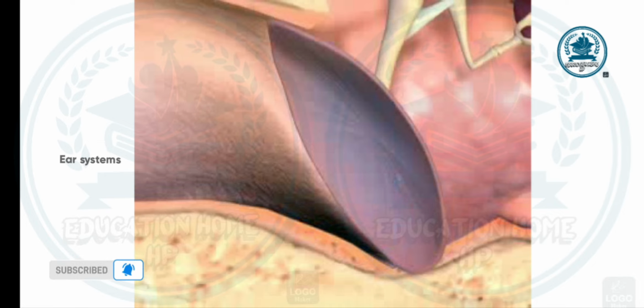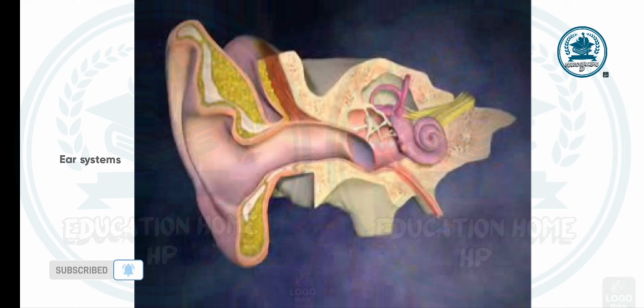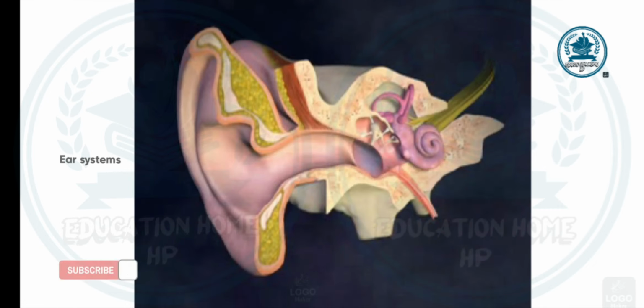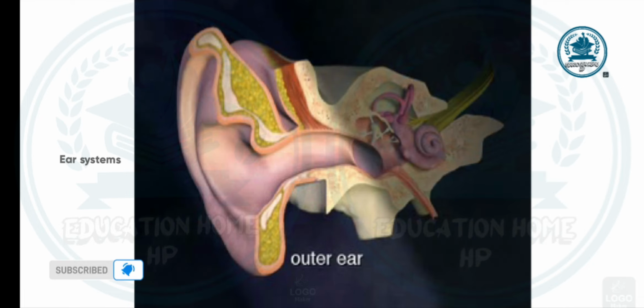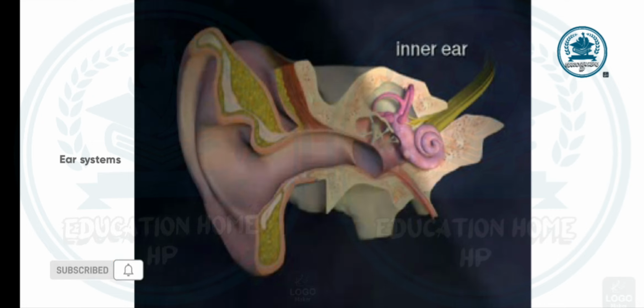Eventually, the incision begins to heal, and the tubes fall out naturally as the hole in the eardrum closes. The ear can be divided into three sections: the outer ear, the middle ear, and the inner ear.